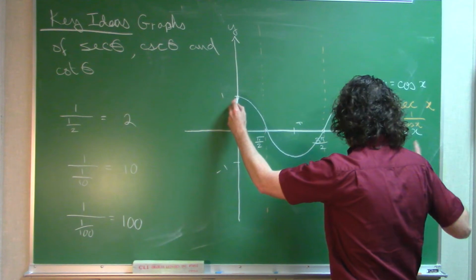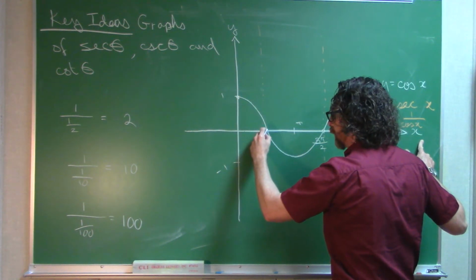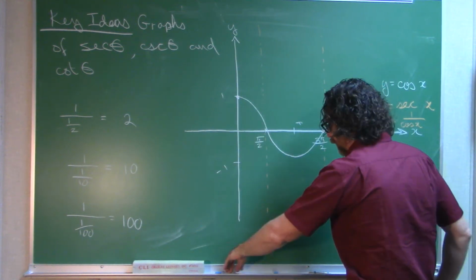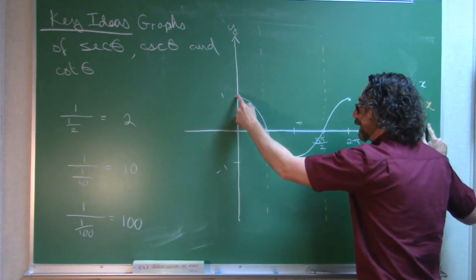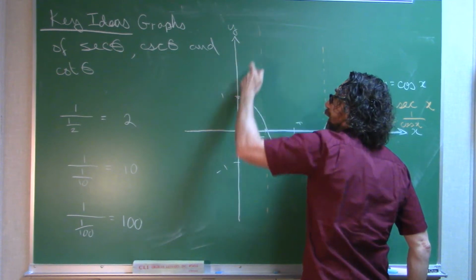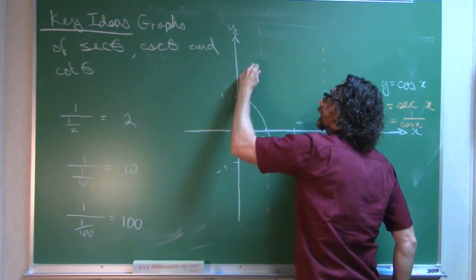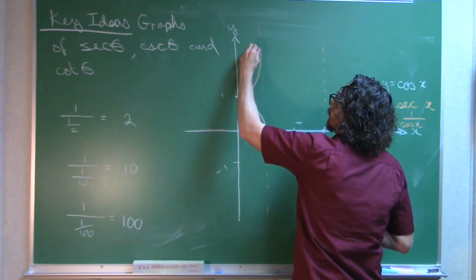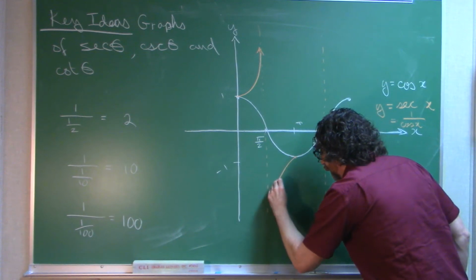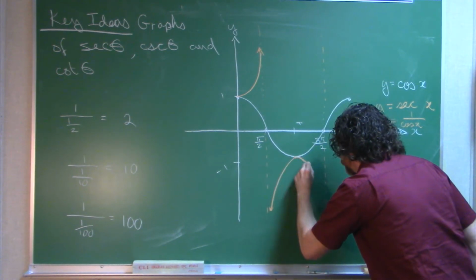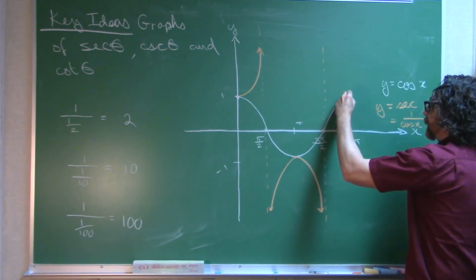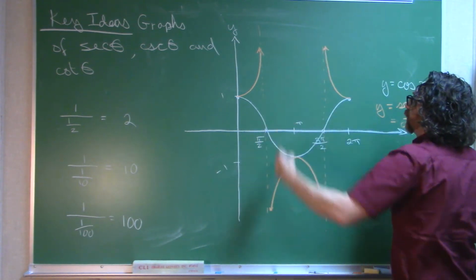So as my input goes towards pi over 2, if I'm talking about the secant, I'm talking about taking the reciprocal of cosine. In this section, we can see the cosine is getting close to 0. So the reciprocal is going to balloon up. The secant function is going to look like that. Down in this section, I'm going to get a similar picture, but the reciprocal of a negative number is still negative, so we're going to have that. And over here I got this.